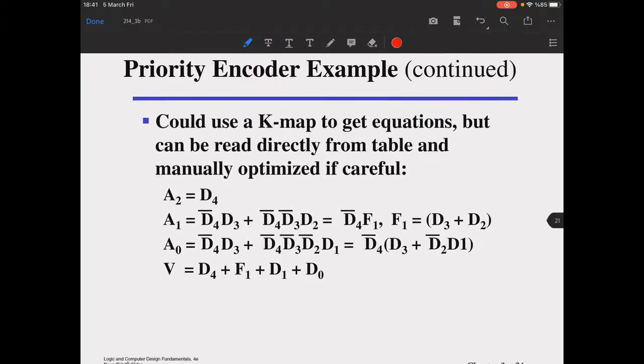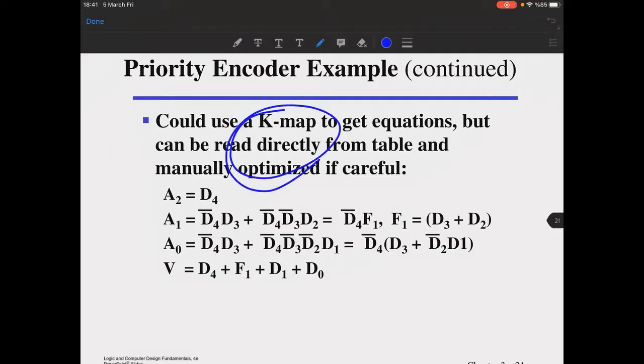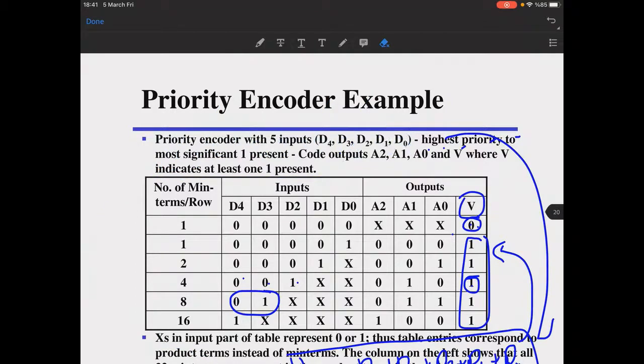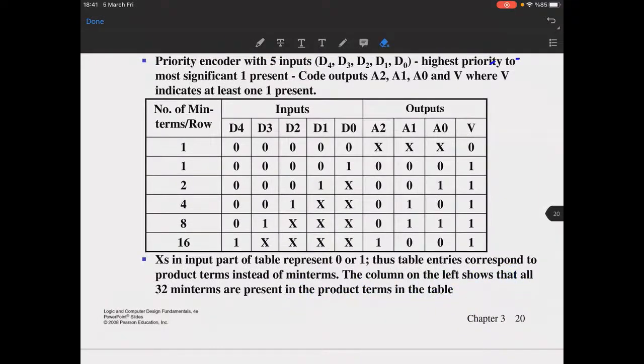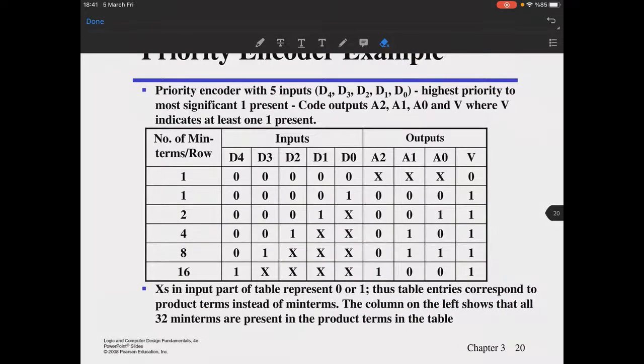Okay, now you can go ahead and have a K-map to reduce them, but if you carefully read from the table here, you can go ahead and do the same for all the remaining 3 outputs as well. Now let's focus on A2, for example, okay? A2 is giving 1 only in one condition, where your D4 is 1. So your A2 is D4, okay? It's pretty obvious, I guess. And what about your A3, for example? I'm sorry, A1, for example, A1.